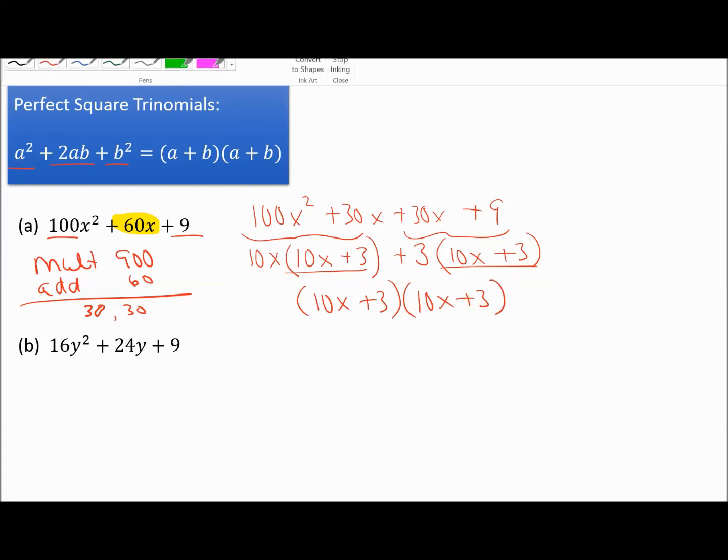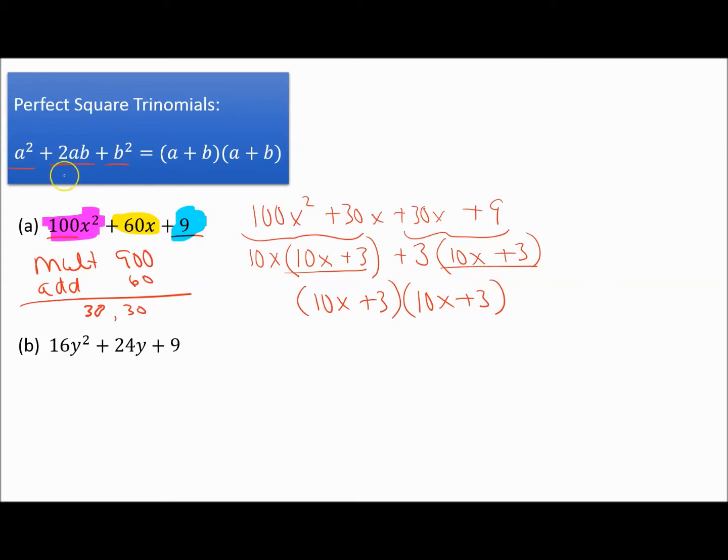Now, it turns out that if we had recognized at the beginning that this first term right here is a perfect square. The square root of 100x squared is 10x. And this term down here is also a perfect square. The square root of 9 is 3. But also, the middle term has to be 2 times the square root of each of those. So again, the square root of 100x squared is 10x and the square root of 9 is 3.